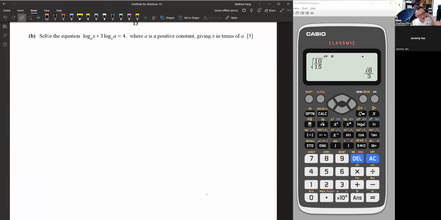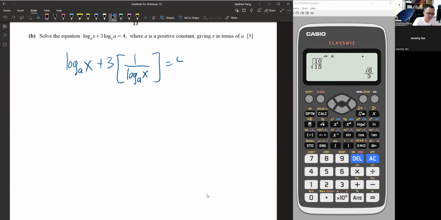All right, B is another log question. Different base, very obvious. Where a is a positive constant, give x in terms of a. I want to make x the subject. So I can allow base a, but I cannot allow base x because I want to make x the subject. So this one will remain the same. This one I'm going to change. I'm going to swap it to 1 over. Log a x equals 4.